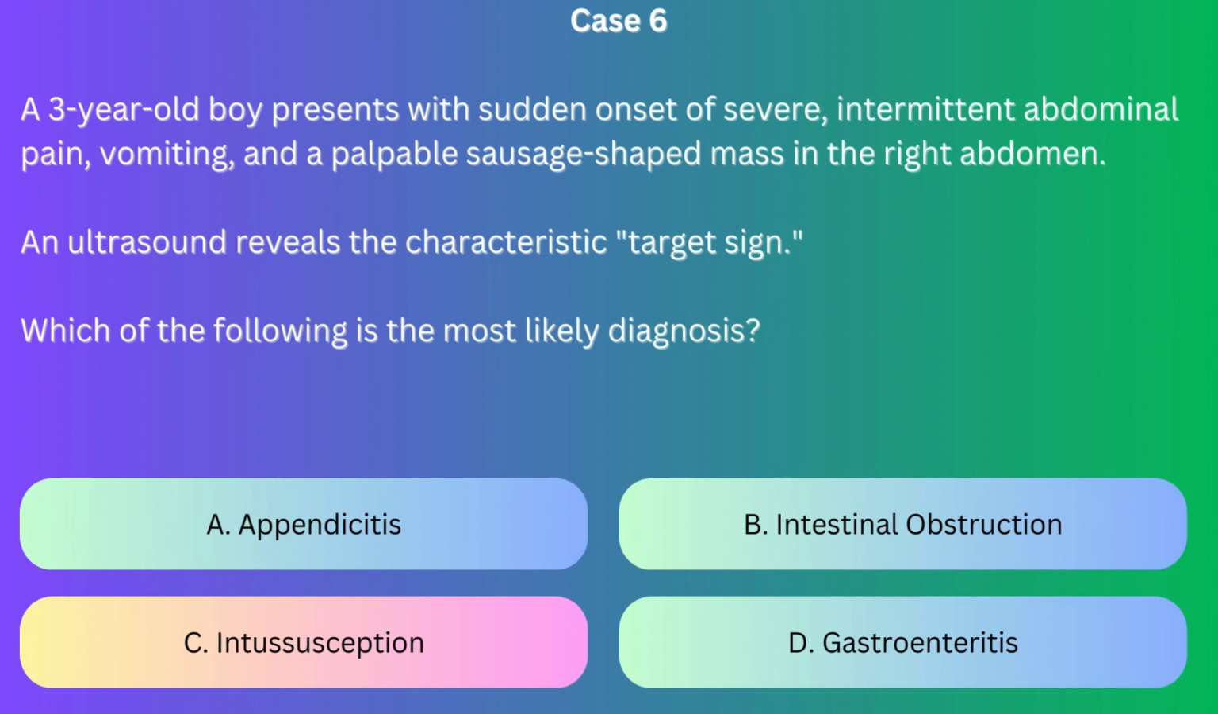Intussusception is characterized by telescoping of part of the intestine into another, causing severe intermittent abdominal pain, vomiting, and a palpable abdominal mass. The target sign on ultrasound is diagnostic. It differs from appendicitis, which typically presents with more localized pain and fever, and gastroenteritis, which usually involves diarrhea and vomiting without the distinctive palpable mass or ultrasound finding.